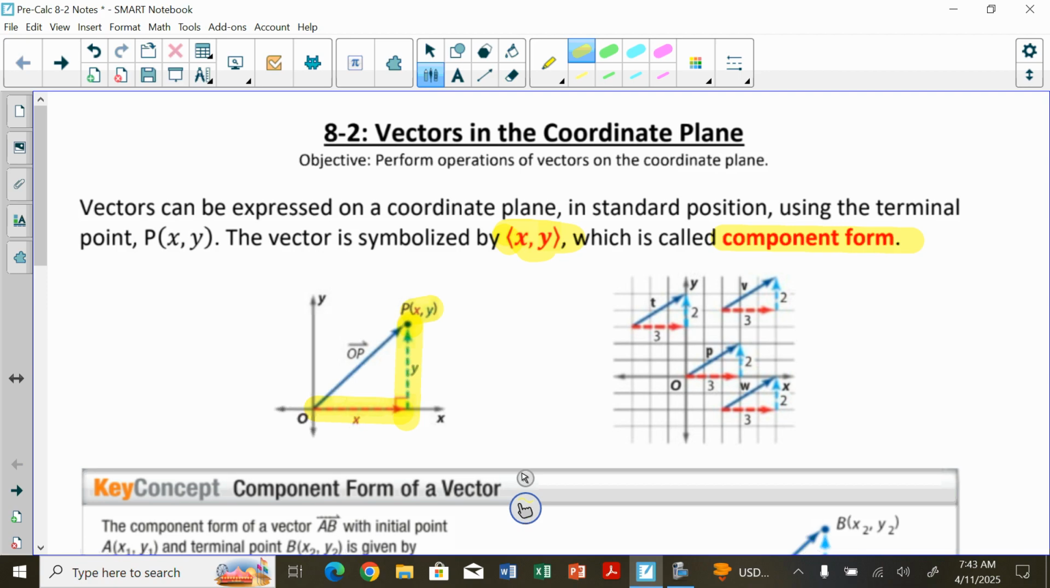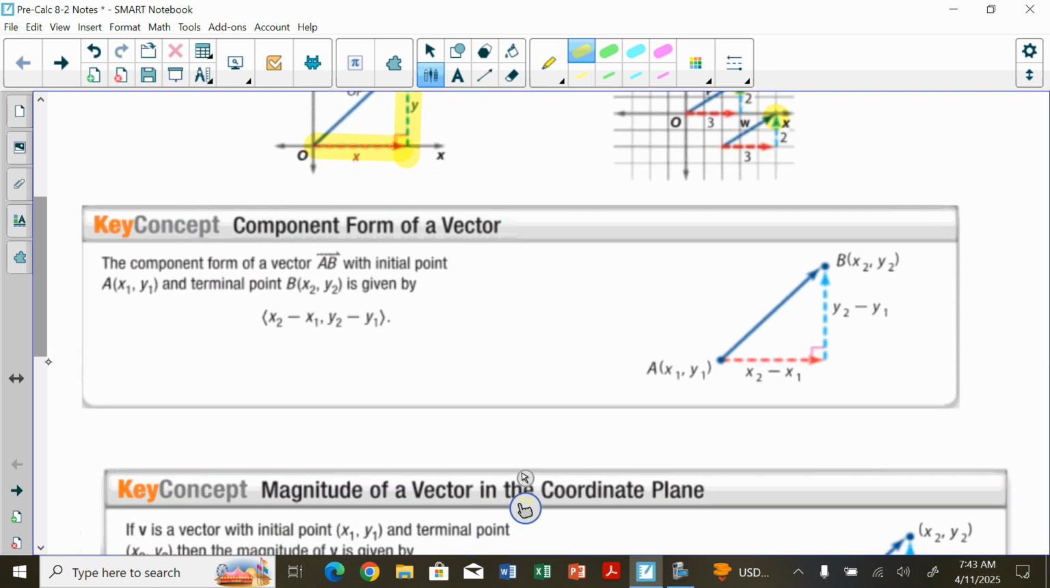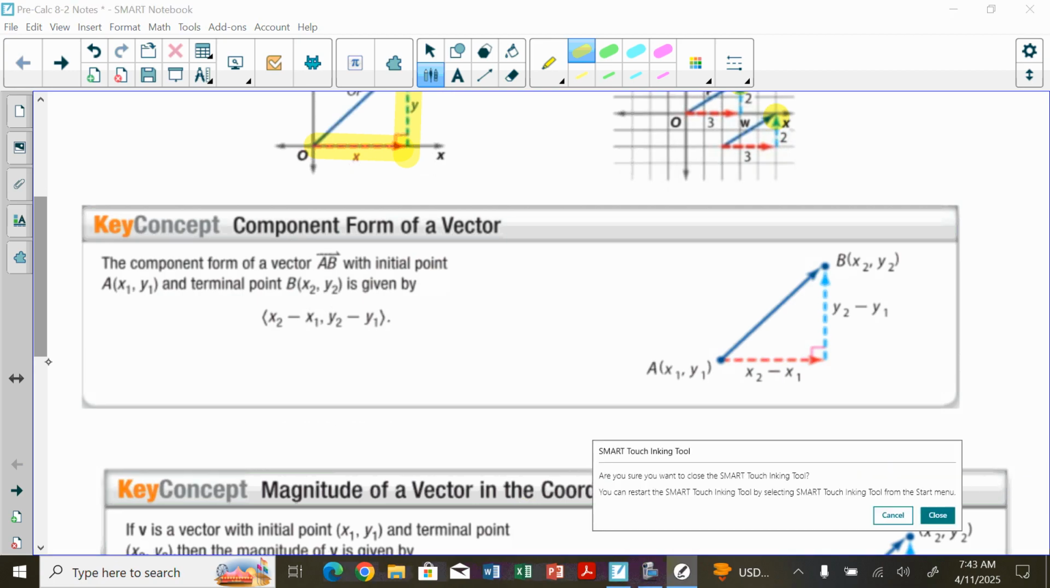Okay, and here's some other ones. You can see these are all equivalent vectors. They're all 3 on the x and up 2, but they would be in different points based on where they're at, right? That one is here, this one would be here in component form. So although they're equivalent, traveling to the right 3 and up 2, they're on different points on the coordinate plane.